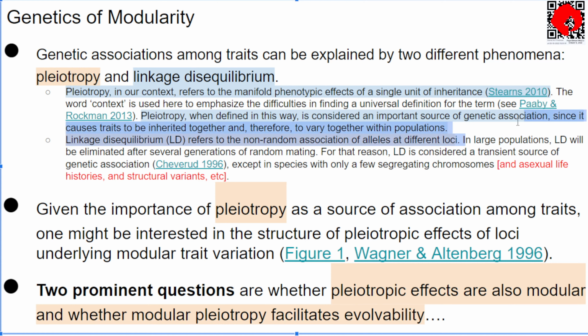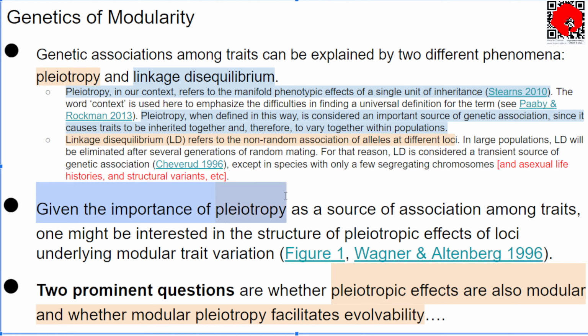In large populations, LD will be eliminated after several generations of random mating. For that reason, LD is considered a transient source of genetic association, except in species with only a few segregating chromosomes. Well, that depends a lot on what people mean by large populations and several generations and random mating. And also, it's kind of a larger area, so it's dealt with very briefly here, but these two mechanisms and others in different situations may variously be important for explaining why traits are correlated.